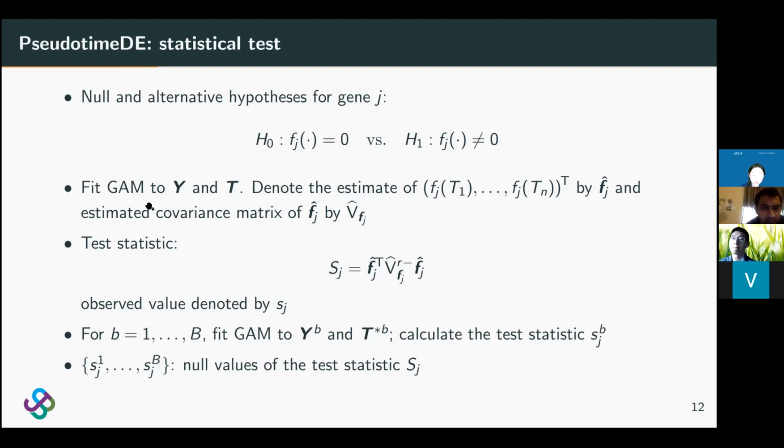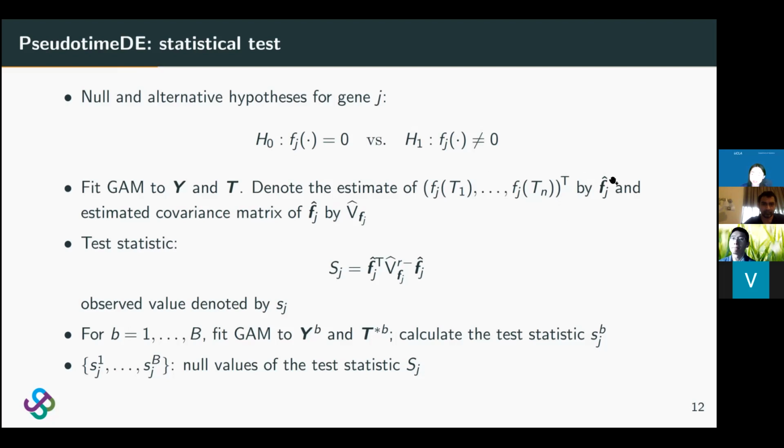Our approach is that we first fit a GAM to the count matrix Y and the inferred pseudotime t. And we obtain estimates of this function fj applied to the n pseudotime values t1 to tn. So this is an n-dimensional vector. We obtain an estimate for it, which we call fj hat, in bold face for the vector. Correspondingly, we are going to estimate the covariance matrix of this n-dimensional vector. This is going to be an n by n matrix, and we denote that by V hat fj.